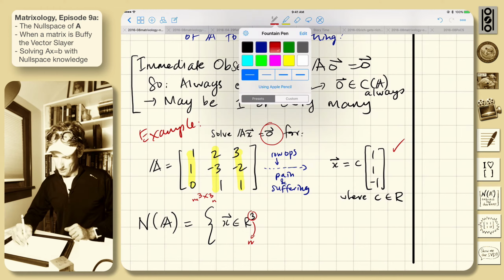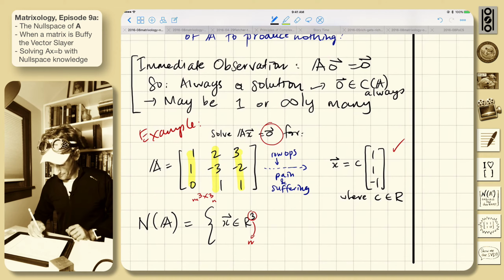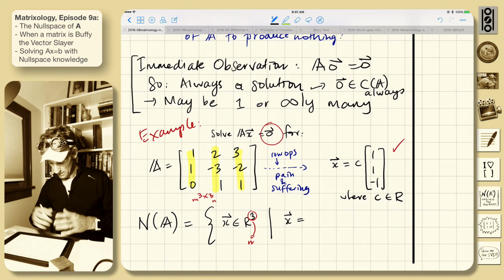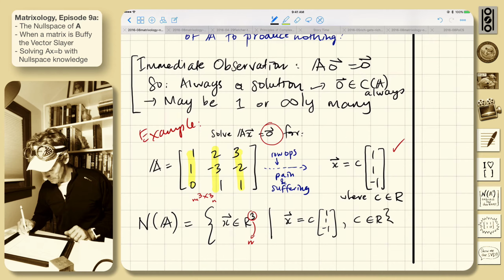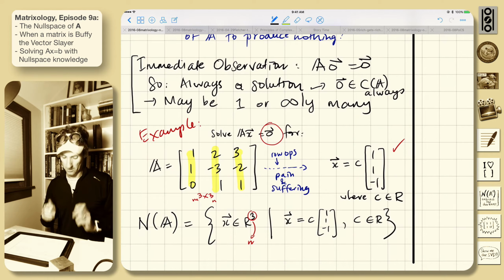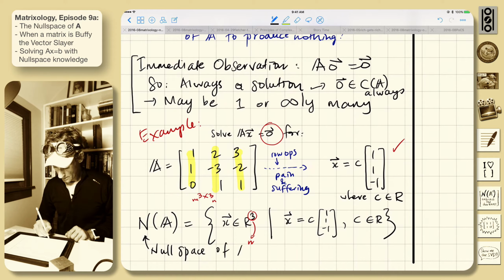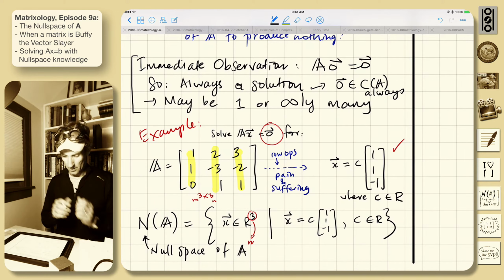So it's any X in R3 such that, we can just simply write this, X, but we have to give it the nice curly brackets. X equals C times (1, 1, minus 1), C is an element of R. Okay, that's the null space. So this is the null space of A. Again, it's all the x's for which A times X equals 0.